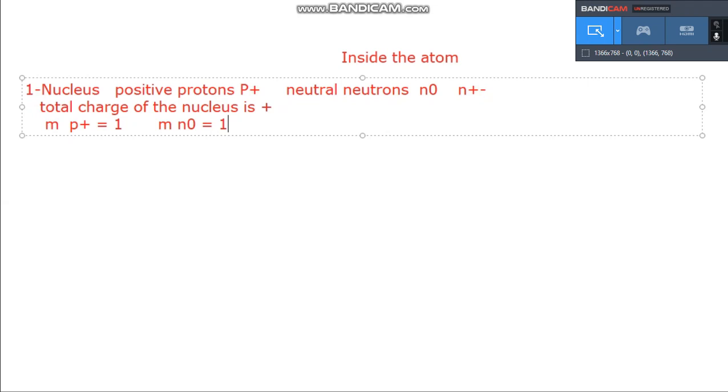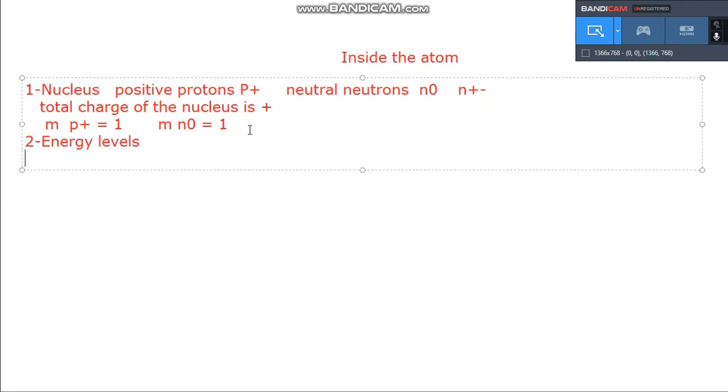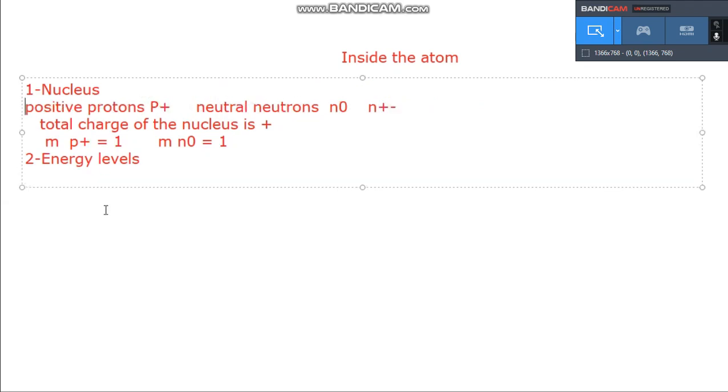Remember this. Now let's talk about the second part of the atom. The second part of the atom is called energy levels. So any atom consists of two parts. The first part is called the nucleus, and the second part is called energy levels. What's inside the energy levels?